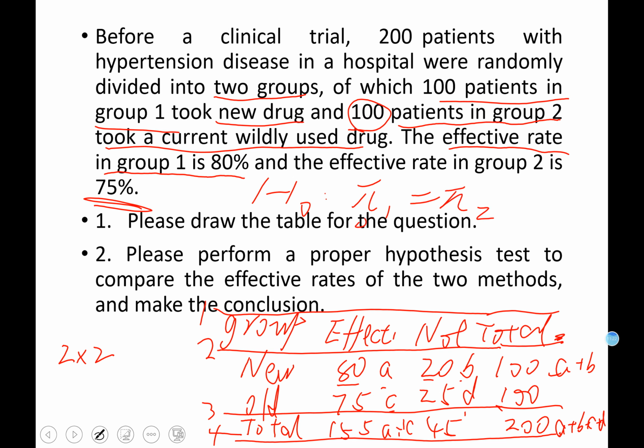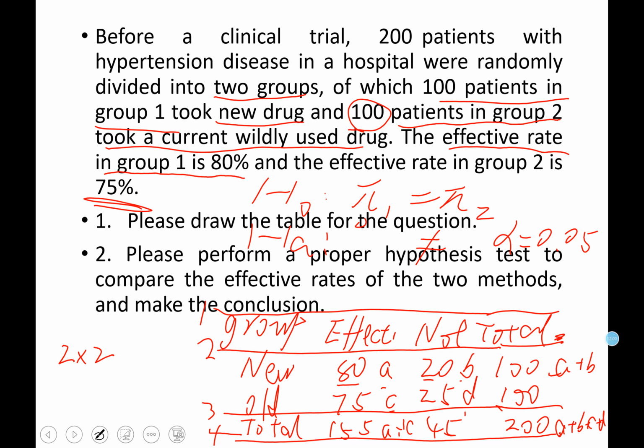Pi means the population effective rates. And pi1 is the population effective rate for group 1, the new drug. And pi2 is for the current widely used drug. So this is the H0, and HA should be pi1 is not equal to pi2. Don't forget alpha in step 1. Alpha equals 0.05. That is the first step.